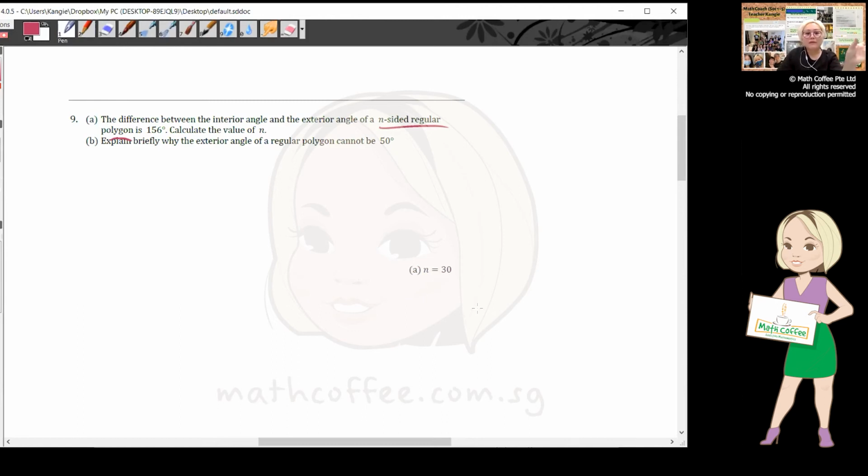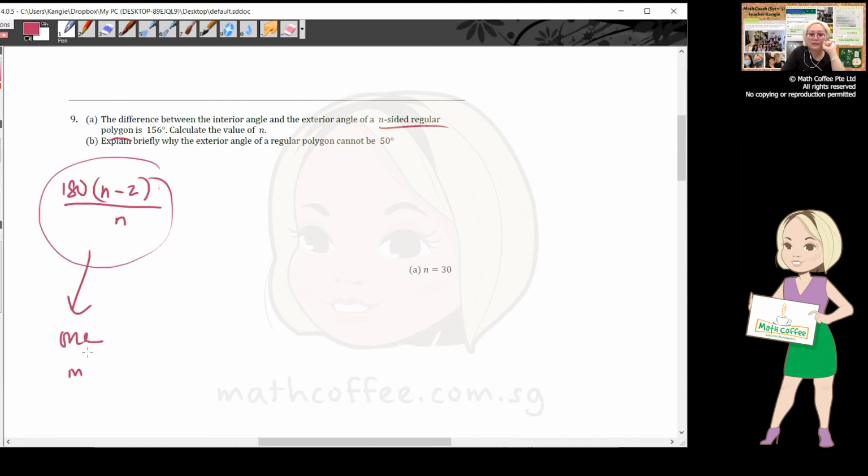Okay, interior angle, we know it is (n minus 2) multiplied by 180. I'm going to put it in front. This is the sum of interior angles. To find one interior angle, you will have to take this divided by the number of sides or number of angles. So this is the same meaning as one interior angle. It's just that you don't know what the value is yet, so you put it in terms of an algebraic expression.